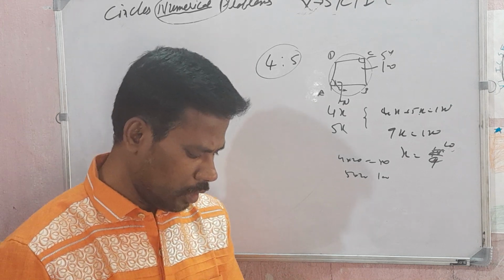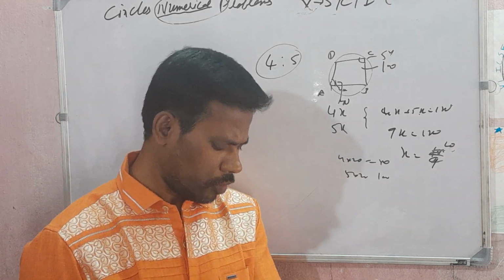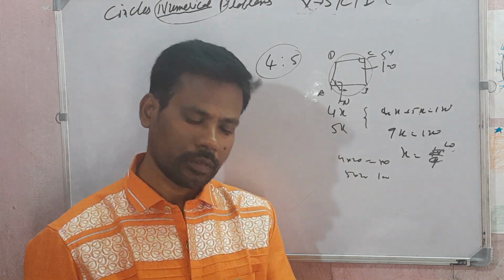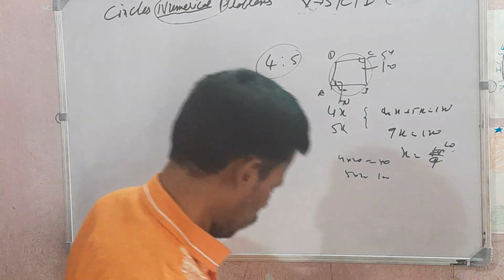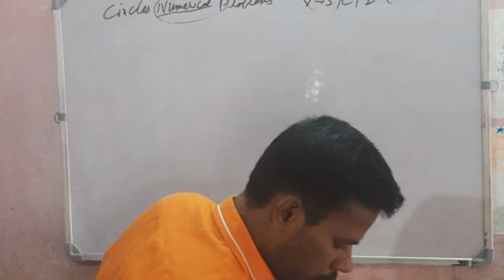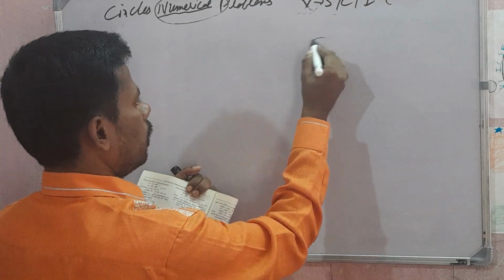Next one. ABCD is a cyclic quadrilateral. So all different models we are covering. ABCD is a cyclic quadrilateral.